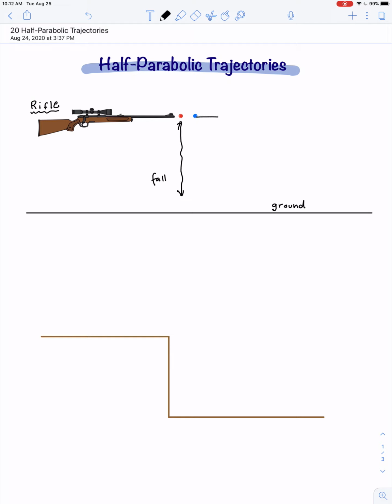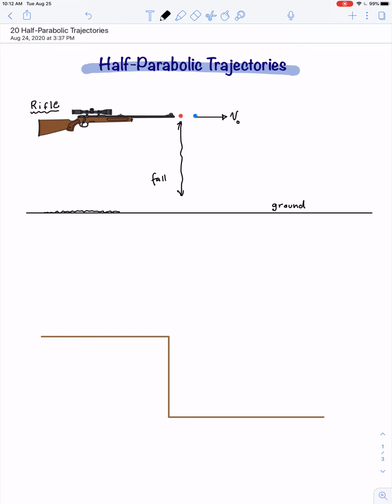Now, keep in mind in this example that the rifle is pointed so that it's perfectly parallel to the ground, right? It's not angled upward or downward, so the velocity of that blue bullet coming out of the barrel is entirely along the x-axis. Okay, so the question is which one hits the ground first?